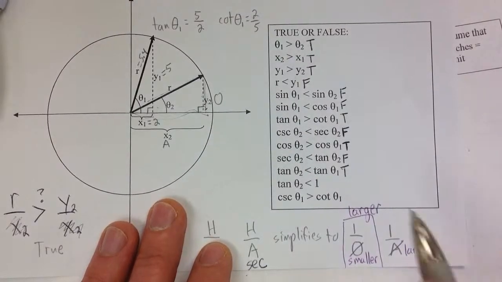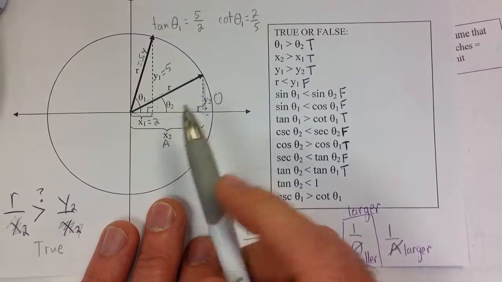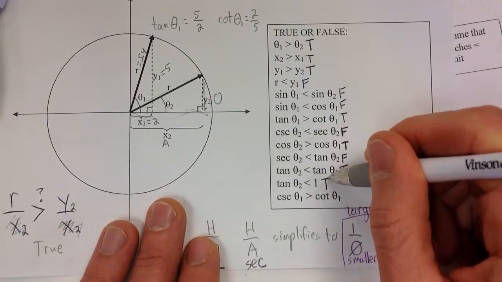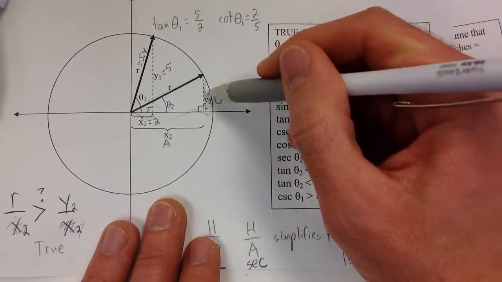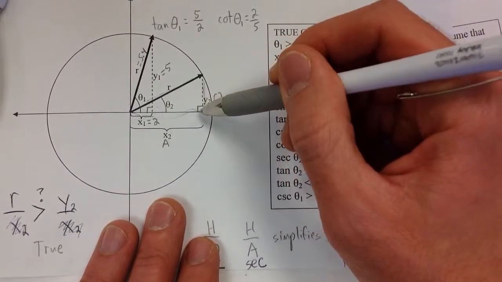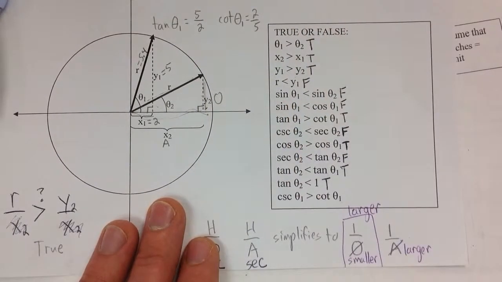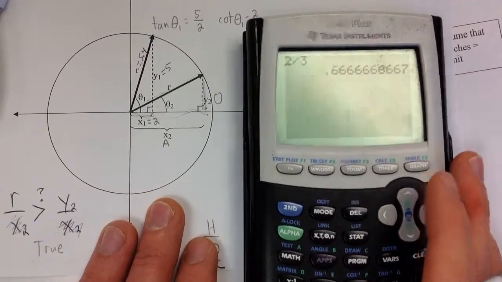And Sue, do you think the tangent of theta 2 will be less than 1? I agree with you. Tangent will be 1 when the opposite is equal to the adjacent. And here, the opposite is less than the adjacent, so you're going to have something that's less than 1. For example, like 2 to 3 is a number that's less than 1.